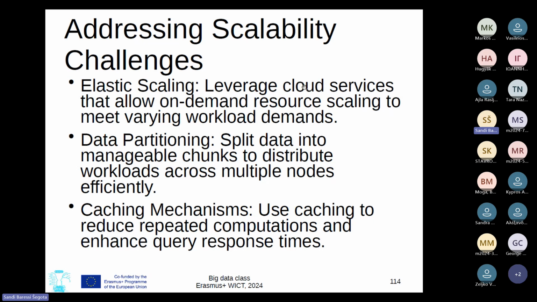Again, serverless architecture. You don't care what's in the background. You just get more resources as you need them, right? Again, we talked about partitioning data, splitting it, distributing it to get easier workloads, easier to process on different systems.